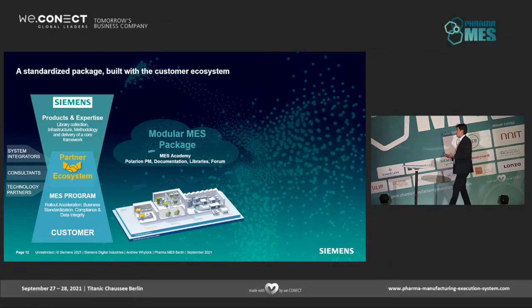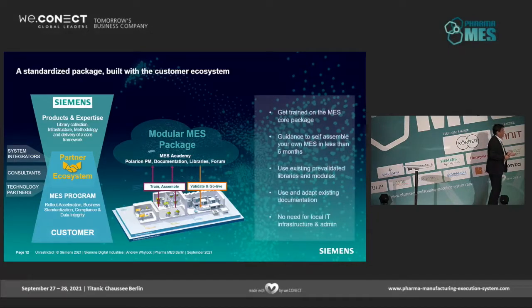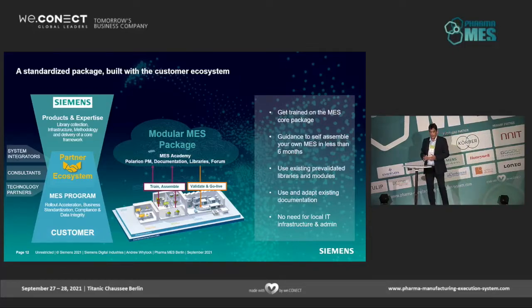So the modular MES package, or this framework, is around being able to use an academy, using Polarion, a requirements analysis software, to be able to standardize the way that you're gathering and rolling out those requirements through documentation, libraries, and then this forum. Train the people, assemble the requirements together, and then go through the validation and go live, plant by plant, but quickly. Learn how, in less than 6 months, to be able to self-assemble your own MES.